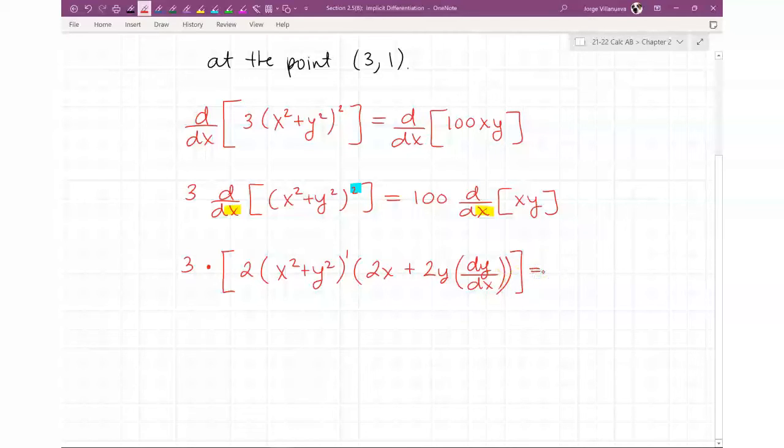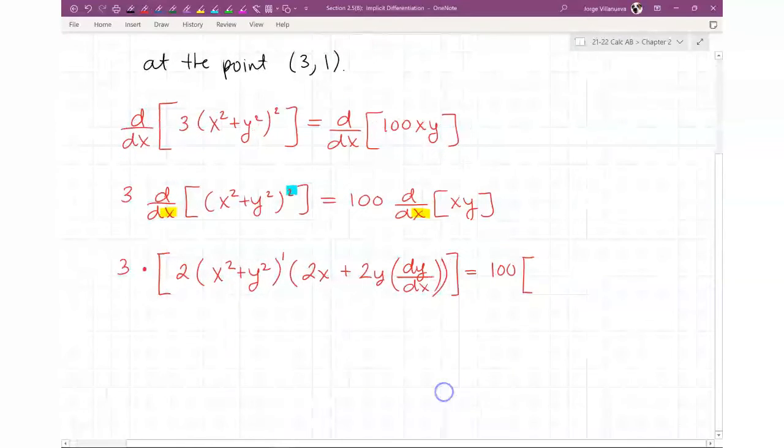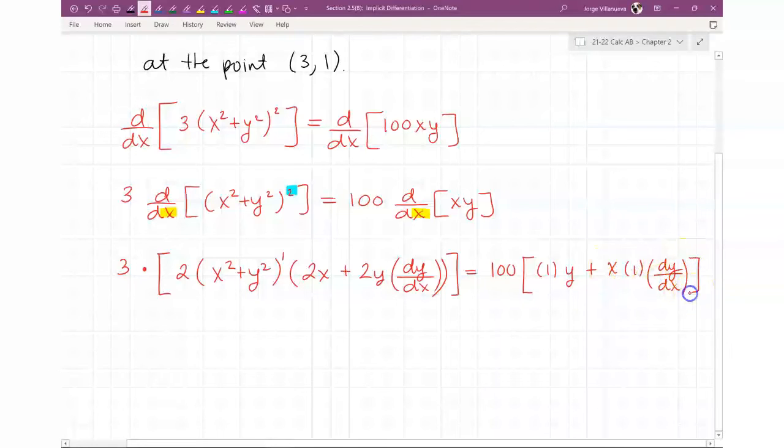Okay. Now on the right side, I have my 100. But my derivative of xy, that's a product rule. Okay. So according to the definition of the product rule, you got to take the derivative of x first, which is 1. Y, no need to write dx for that. That's the correct letter. Plus x times the derivative of y is 1 dy dx.